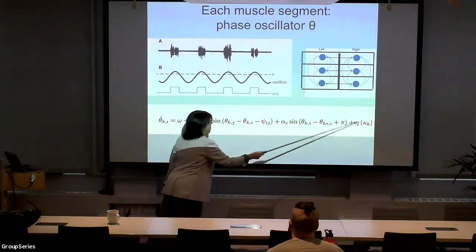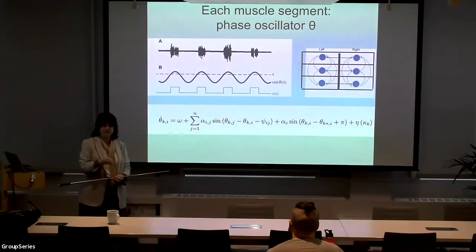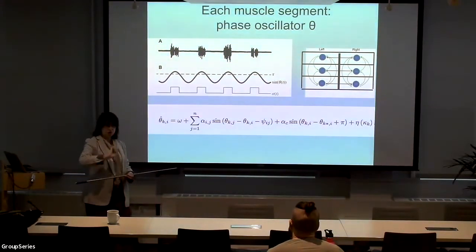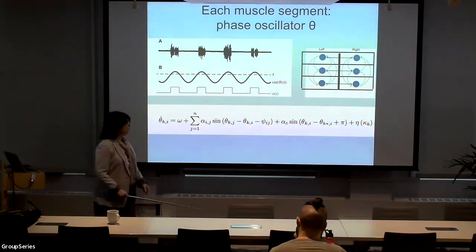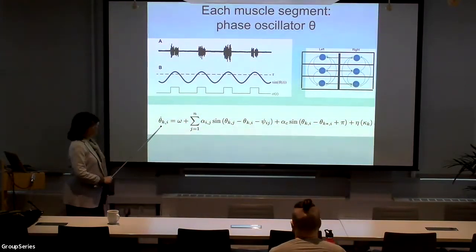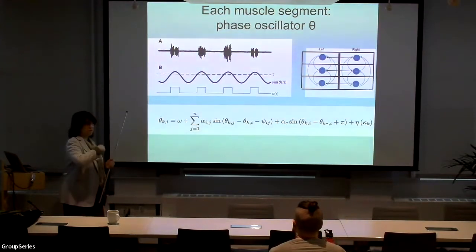If we have nothing here, and we start out all of our oscillators with that given phase shift, and the oscillators across on the opposing side are started off in antiphase, then these clocks, these oscillators, would all move at a frequency omega.